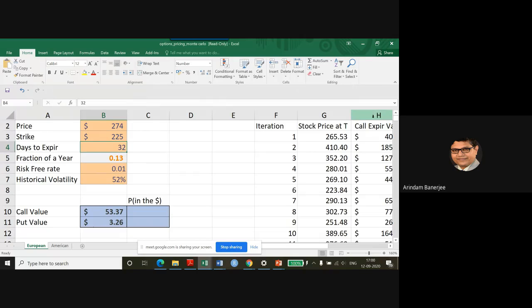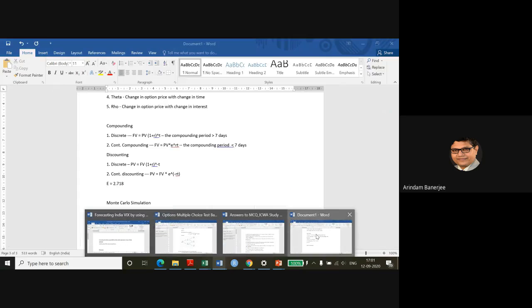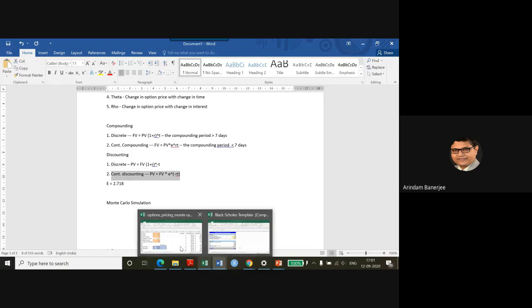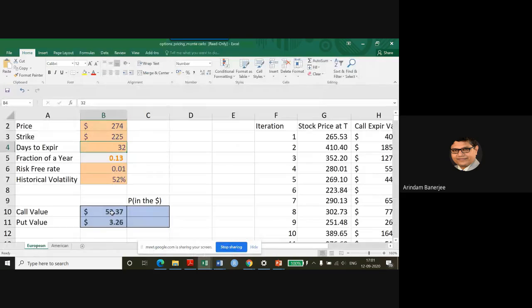So I calculate the average of this H column. This is 32 days away, so I am calculating the present value. The present value is e to the power minus RT. We did it earlier: e to the power minus RT, this continuous discounting formula. Right. So we applied this formula here and got the call value. Similarly, for the put also we did the same thing, right? So let's check out.